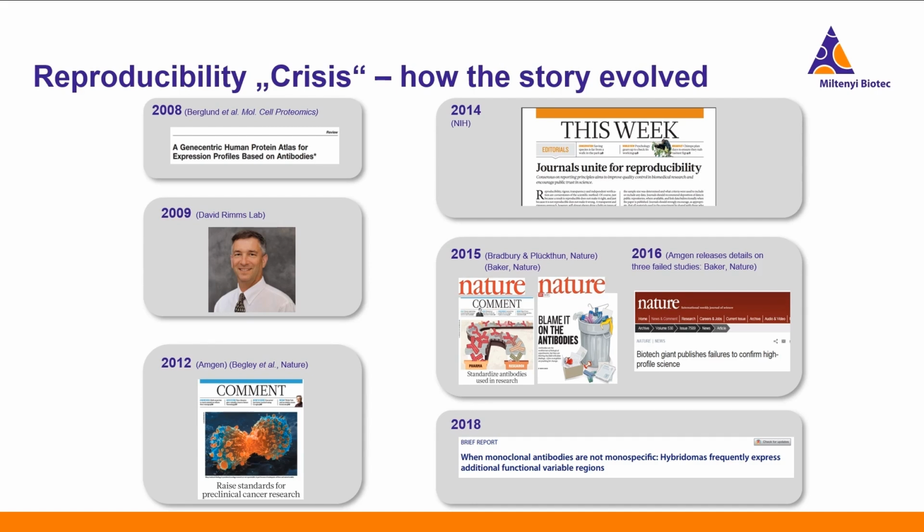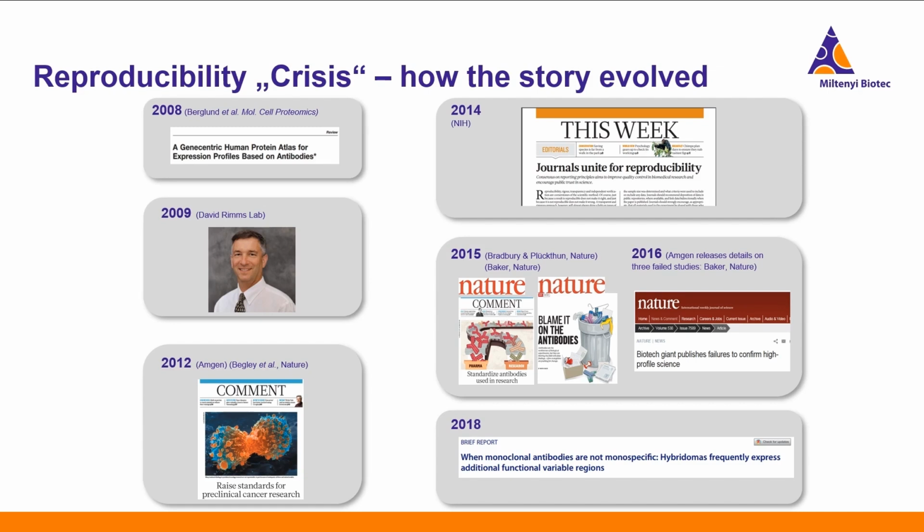In 2009, David Rimm, a pathologist at Yale School of Medicine, discovered that a batch of antibodies designed to detect a newly characterized cancer marker wasn't giving consistent results and thus led to the end of this biomarker development project. Then in 2012, Amgen dropped a bombshell with a study revealing that only 6 out of 53 hallmark papers in cancer research could be replicated by their scientists.